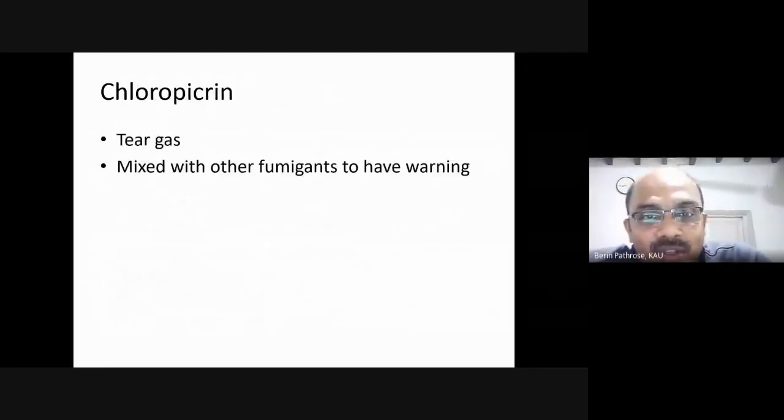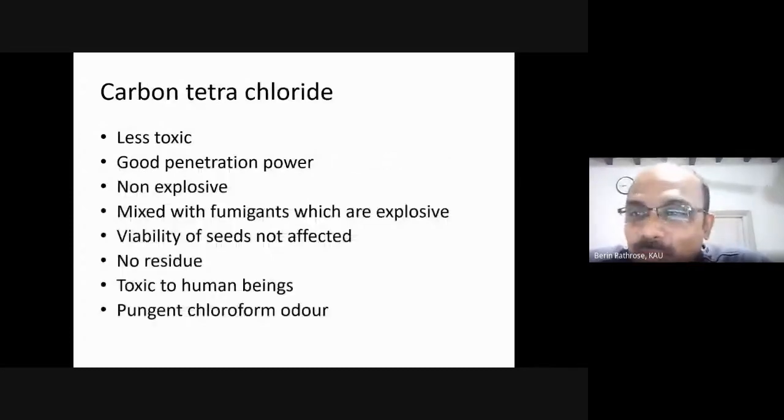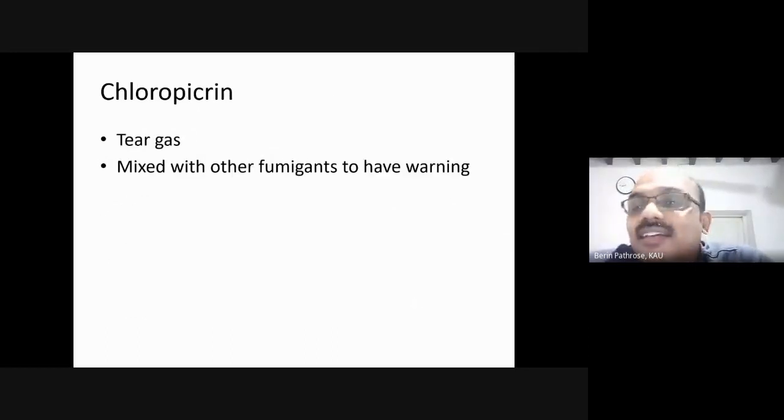Next one is chloropicrine. What is chloropicrine? Do you know what is chloropicrine? It's very common. Tear gas, yes. Chloropicrine is tear gas. It's actually not used as a fumigant. It can be considered as a fumigant, but the toxicity is not that good.